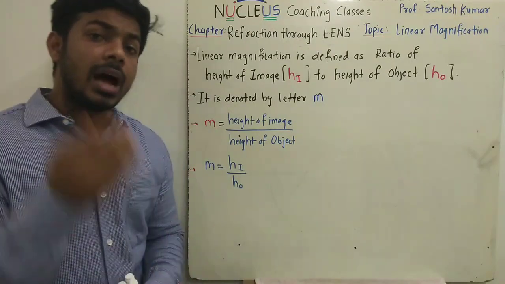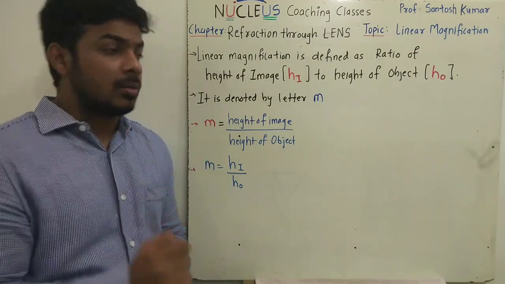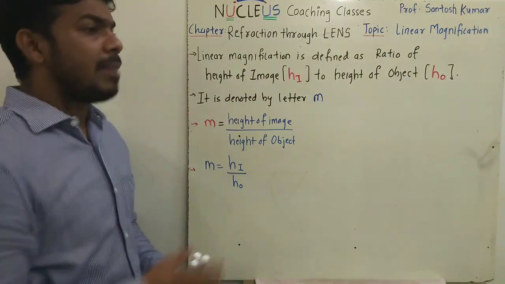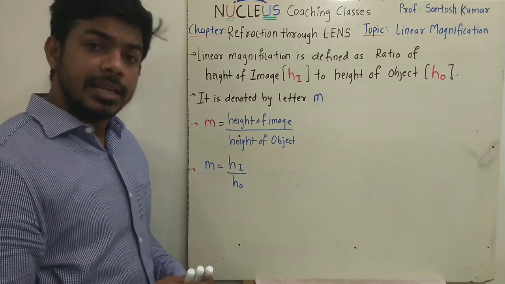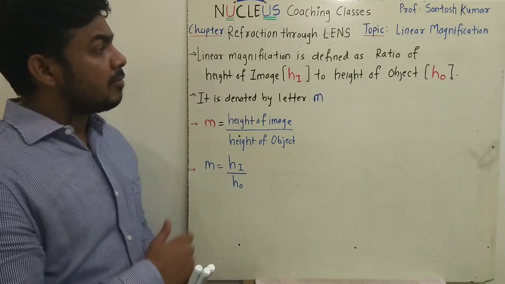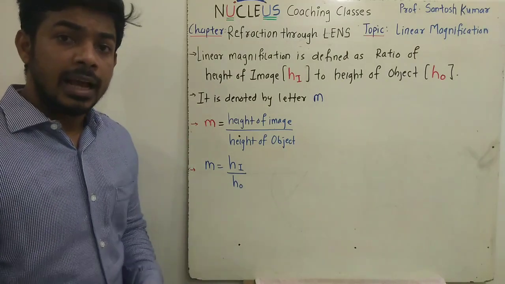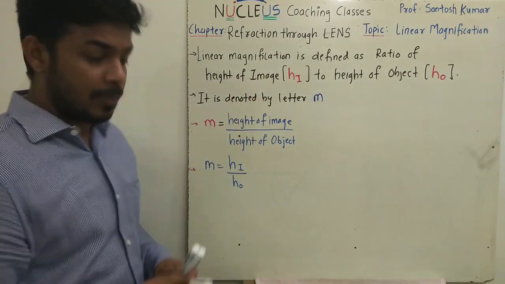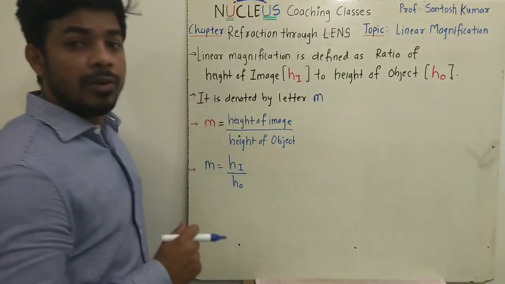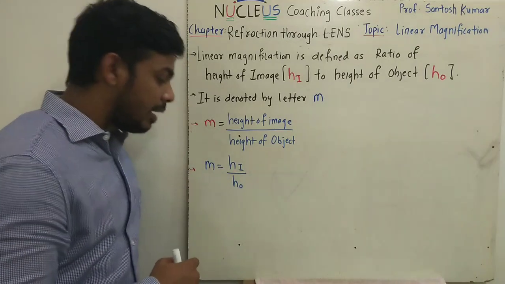So if I compare the height of the image to the height of the object, I get a term called linear magnification. In short, linear magnification is defined as the ratio of height of image to the height of object, and it is denoted by the letter small m. So small m can be written as hi by ho.